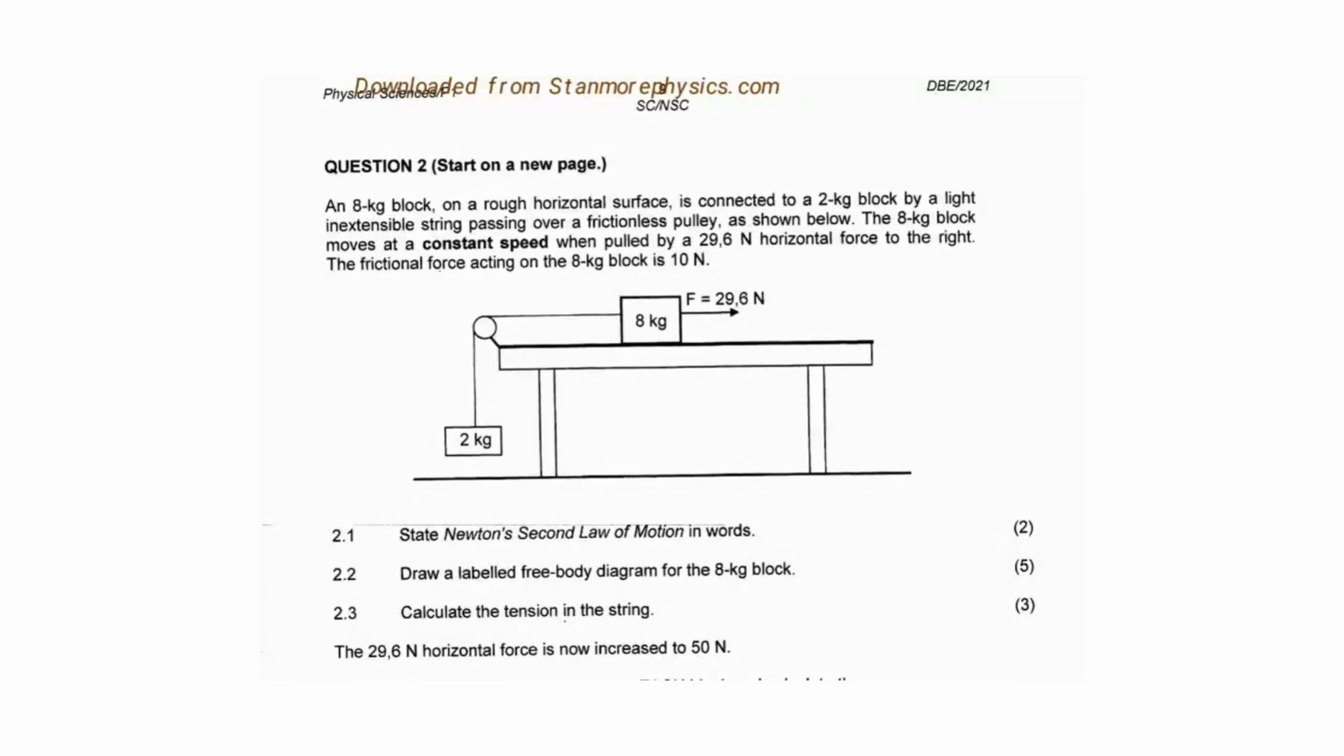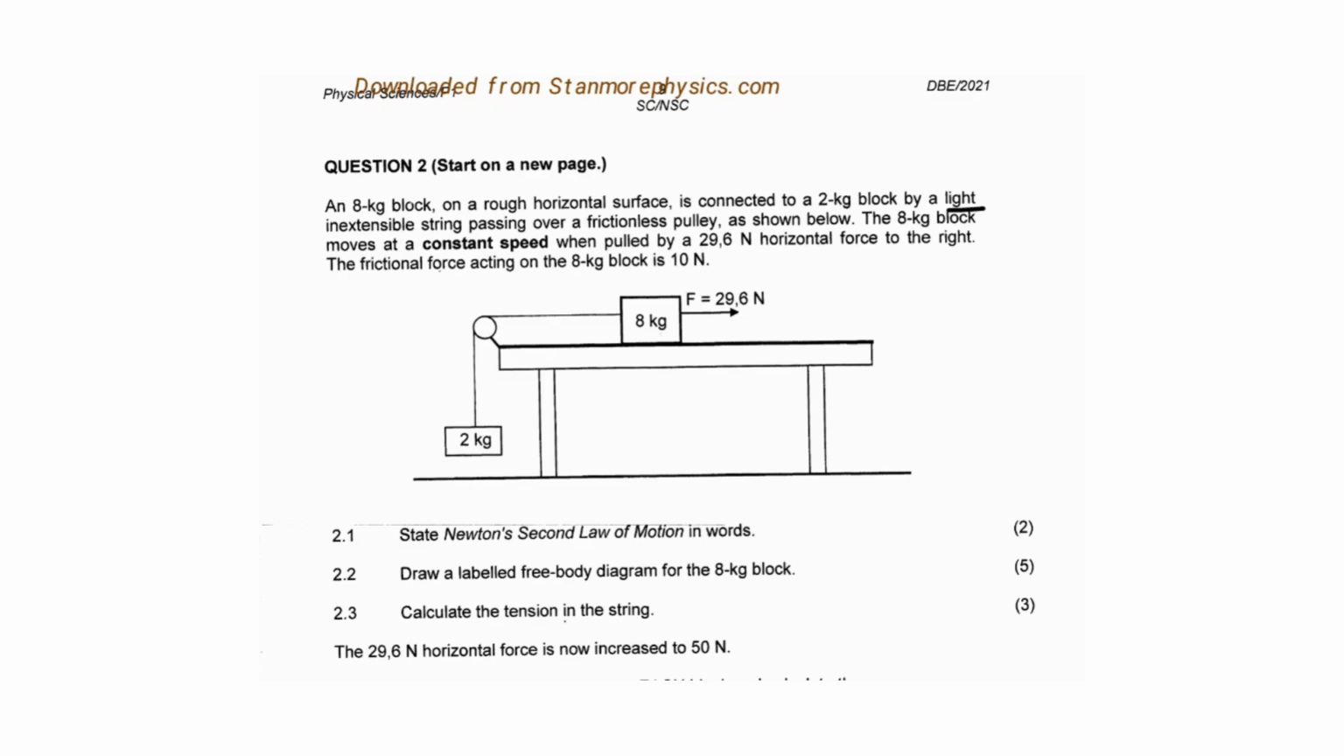Okay, so question 2, we have Newton's law as per usual. We have an 8 kg block on a rough horizontal surface connected to a 2 kg block by a light inextensible string passing over a frictionless pulley as shown below. The 8 kg block moves at a constant speed when pulled by a 29.6 newtons force to the right. The frictional force on the 8 kg block is 10 newtons.